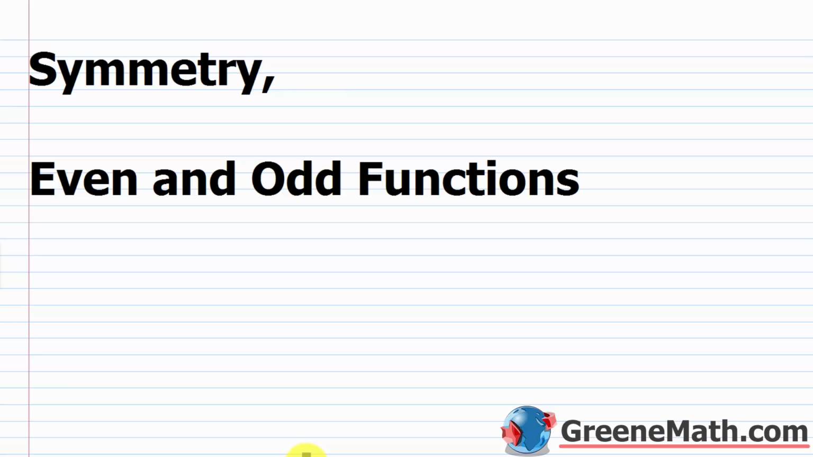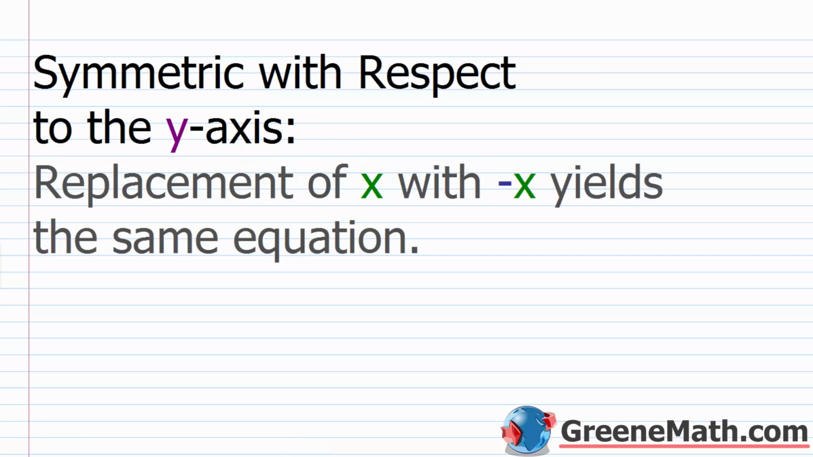In this lesson, we want to talk about symmetry, and we also want to talk about even and odd functions. So what we want to do is start out by talking about symmetry with respect to the x-axis, the y-axis, and the origin. This is going to lay the foundation for us to talk about even and odd functions. So we're going to start out by talking about graphs that are symmetric with respect to the y-axis. This will occur whenever replacement of x with negative x yields the same equation.